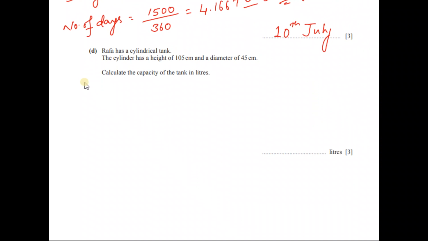That's about Rafa. Rafa has a cylindrical tank. So I'll just make a rough cylindrical tank. It's like a cylinder. In this cylindrical tank, it has a height of 105 centimeters and a diameter of 45 centimeters. Calculate the capacity of the tank in liters. So we have to figure out the capacity in liters.